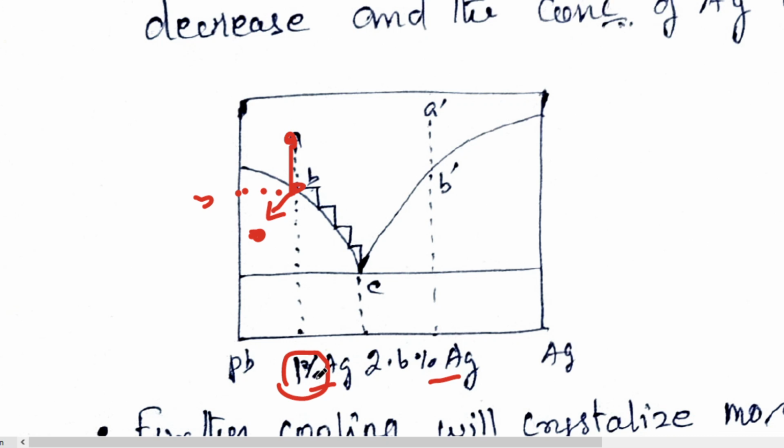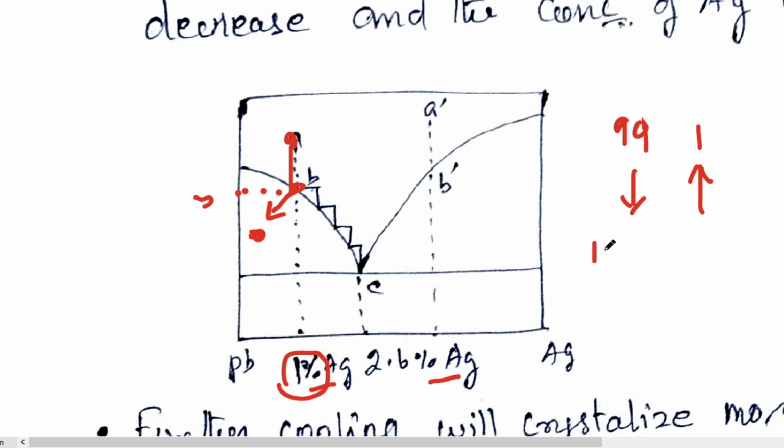Now, the composition of the lead changes in the liquid melt. Some amount of lead is deposited. It is not now the original 99% and 1%. There will be a decrease in the percentage of lead and therefore an increase in the percentage of silver. I don't know whether you have understood or not. Let me explain with an example.